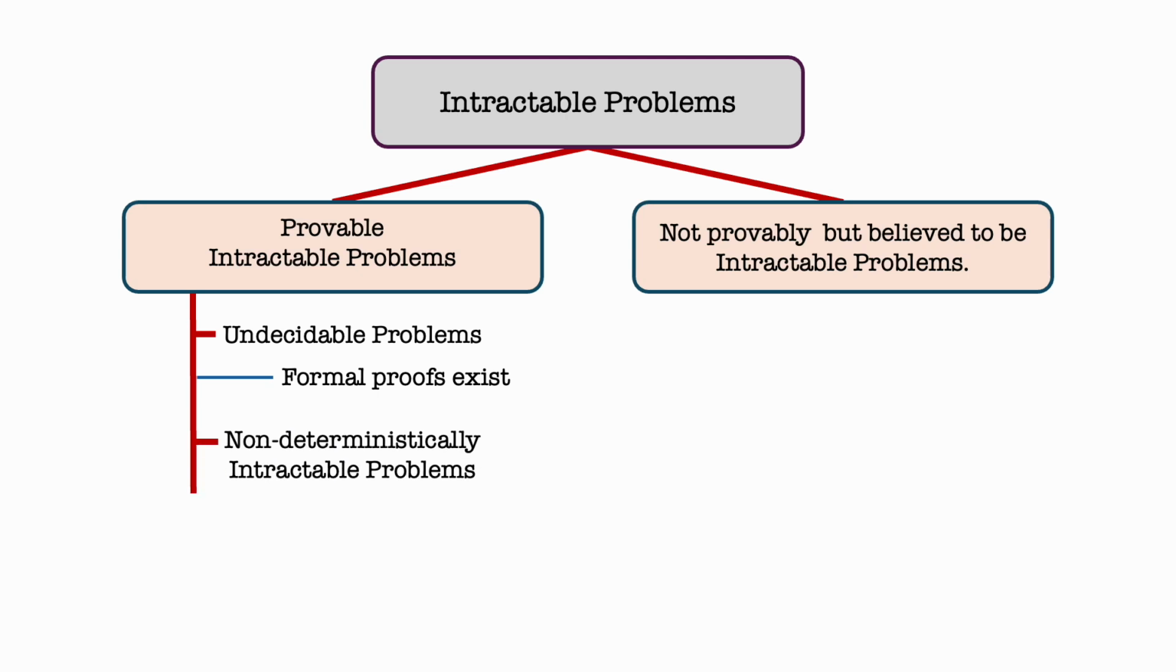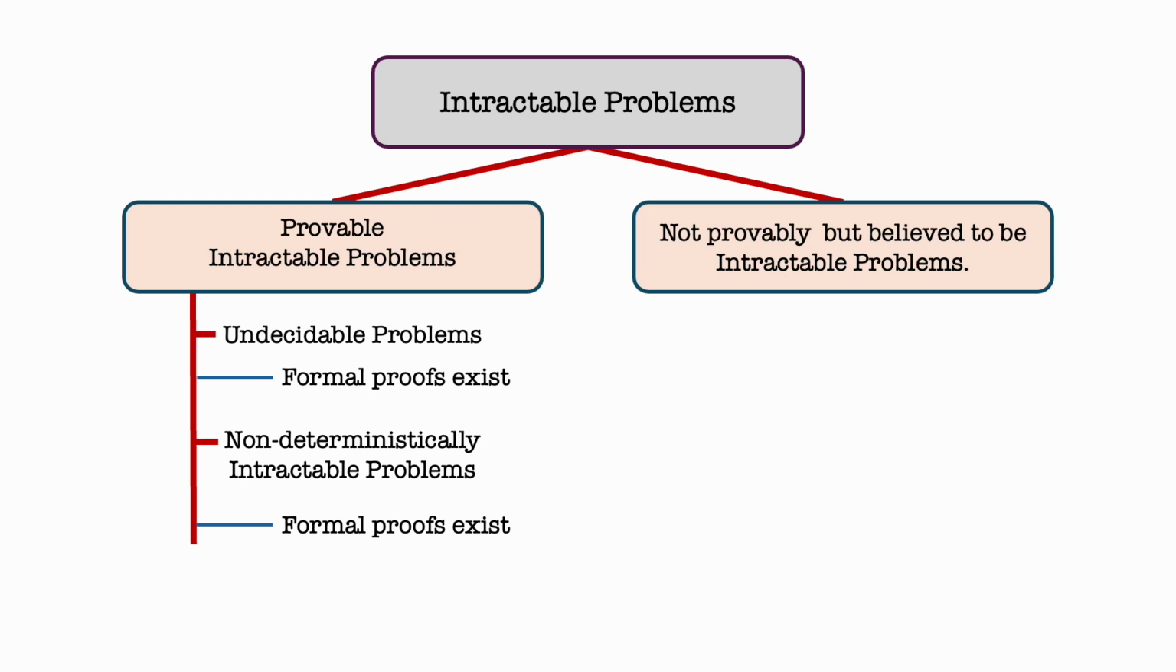Non-deterministically means there is a theoretical model of a computer that can explore an unbounded number of computational paths at once to find the solution. Non-deterministically intractable problems are those problems that cannot be solved in polynomial time even when they are solved by a non-deterministic theoretical computer. Proofs exist for these problems too. So, undecidable problems and non-deterministically intractable problems are provably intractable problems.